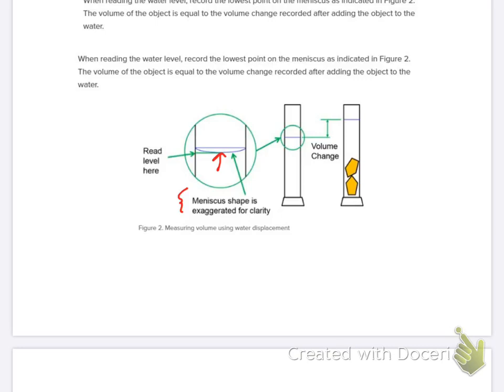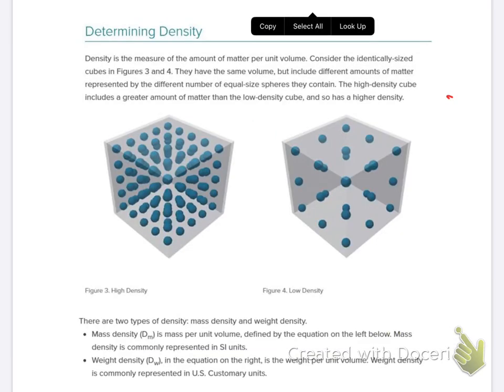Okay, let's go on. Okay, so density and volume go hand in hand because density is the measure of the amount of matter per unit volume. Okay, so you can see if you look at these molecules in these boxes, this clearly is high density in figure 3 and low density in figure 4. So there are 2 types of density, mass density and weight density. Okay, mass density is mass per unit volume, defined by the equation on the left below, or more accurately in our sheet on the previous page.